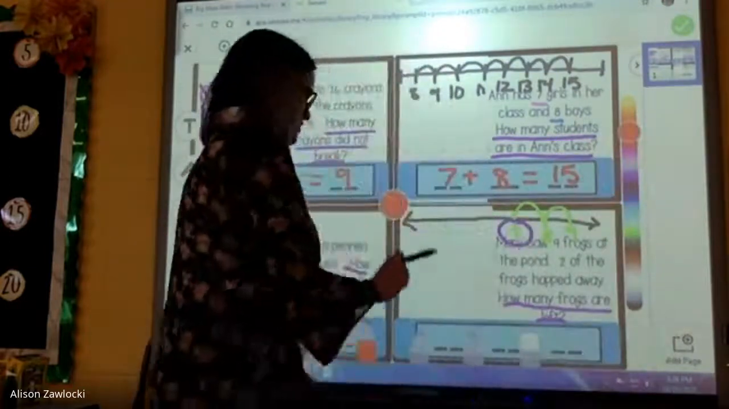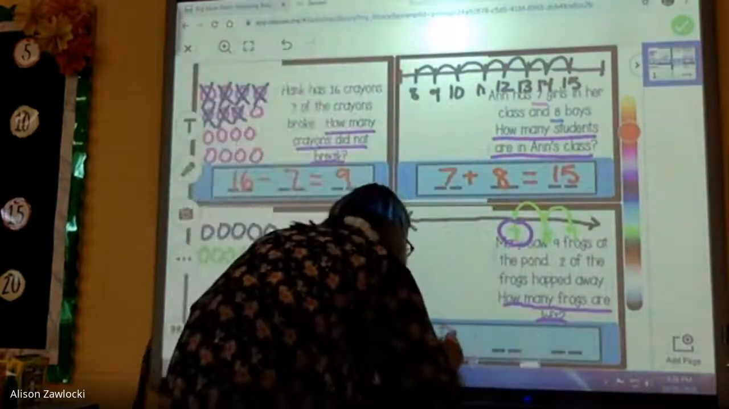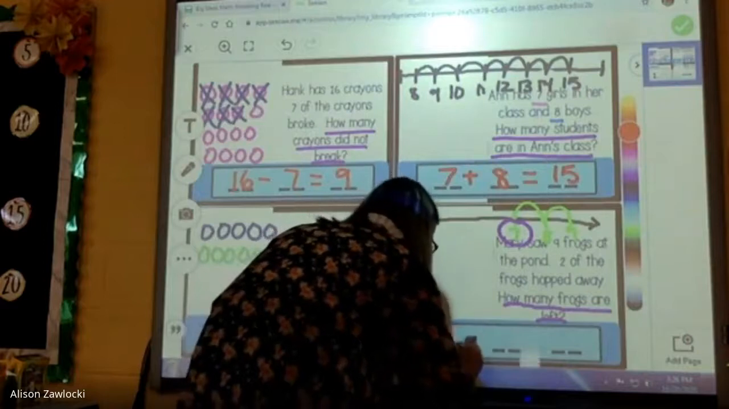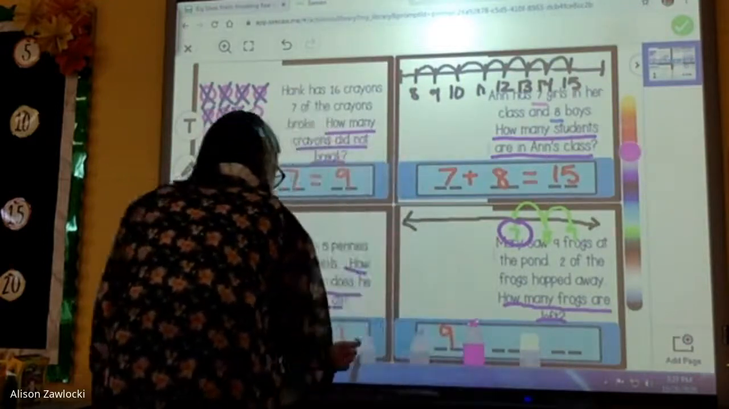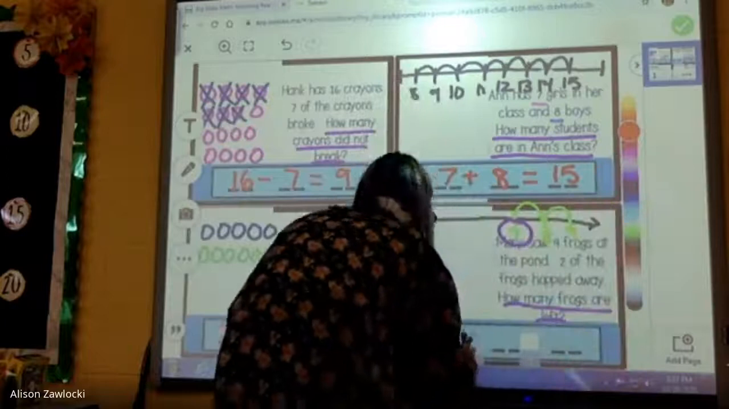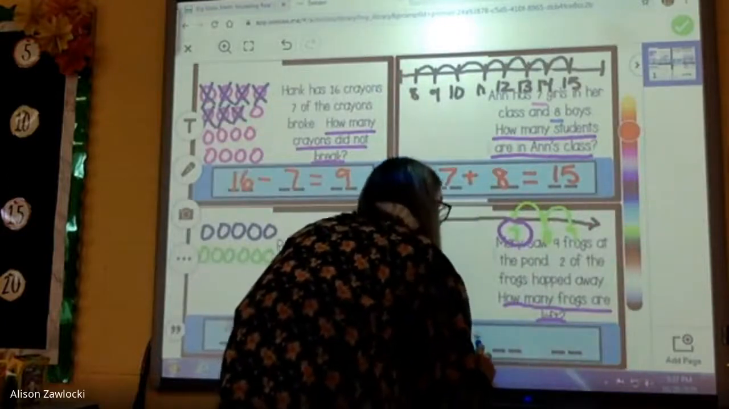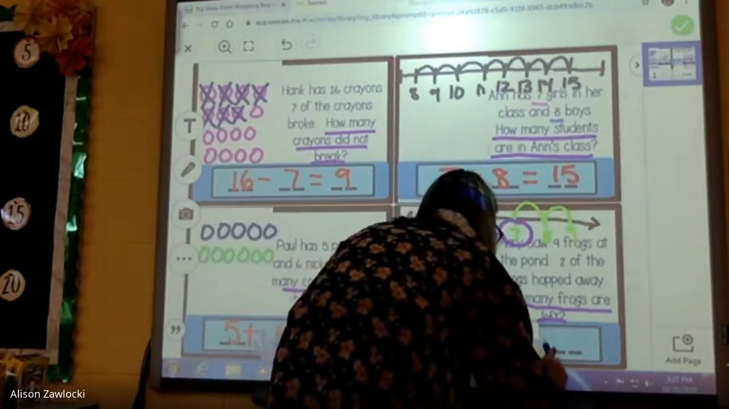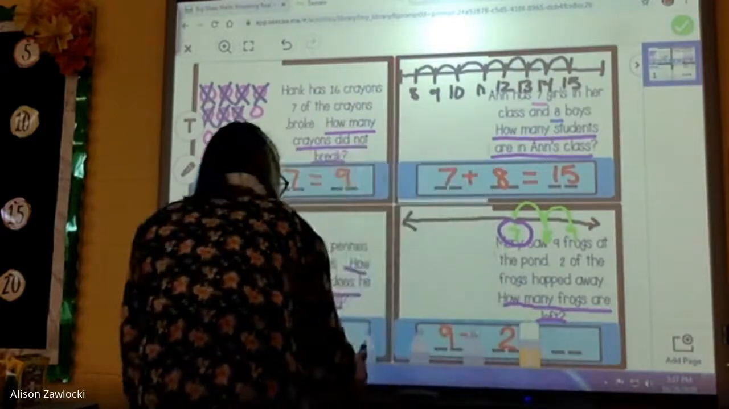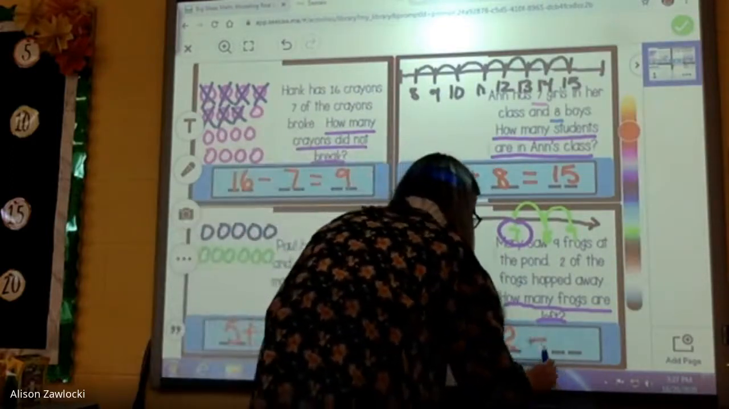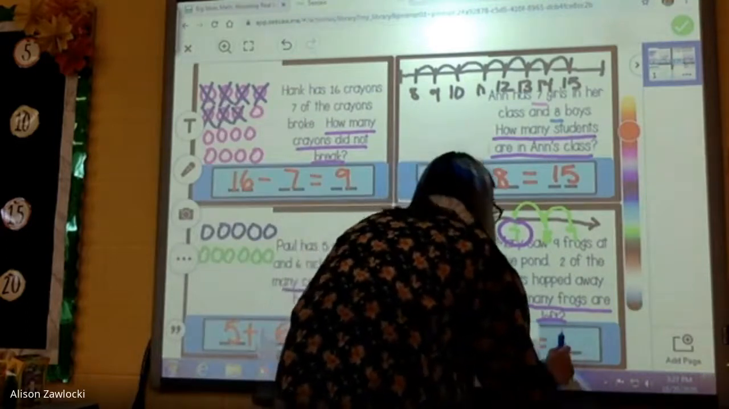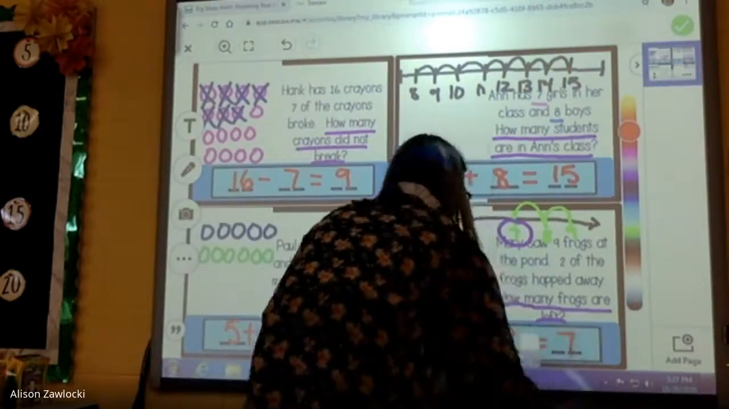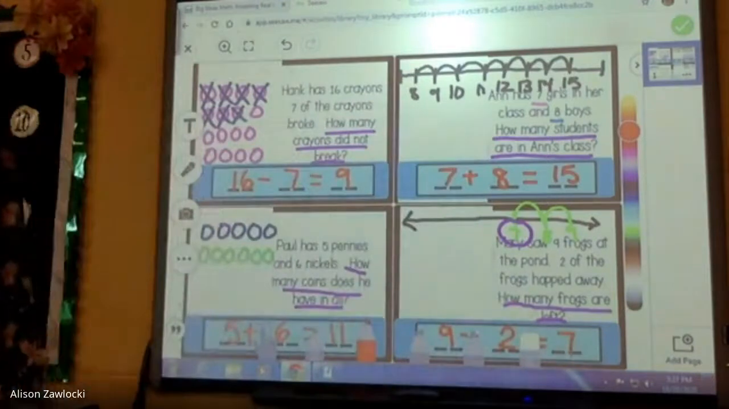We just used a strategy. That was easy peasy. 9, start with your bigger number when you're doing subtraction. Take away or minus. 9 minus 2 hopped away equals, how many? 7. Very good. 9 minus 2 equals 7.